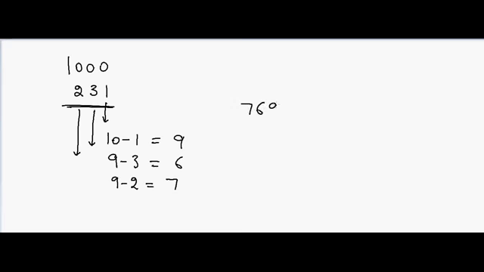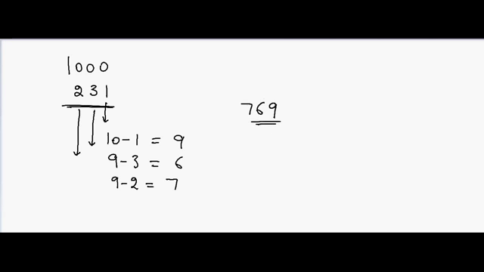In that case, first I'll take the first number and subtract it from 10. So 10 minus 1 is 9. Then I'll take the second number and subtract it from 9. That will be 6. And then I'll take the third number and also subtract it from 9, which equals 7. So my answer will be 769.